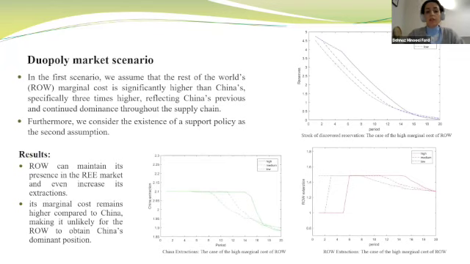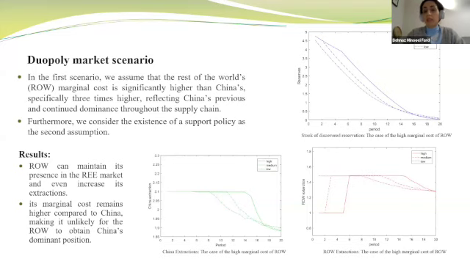So we have here the numerical solutions. We don't have time to look at them in great detail, just to show how it's estimated and what they explain. In each figure, we have solid, dashed, and dash-dotted lines corresponding to high, medium, and low levels of policymakers' myopia. In the first scenario, we consider a situation where China maintains its dominant position as long as its marginal extraction costs remain lower than that of the rest of the world. At the top, we have the stock of discovered reserve, and at the bottom, extractions.